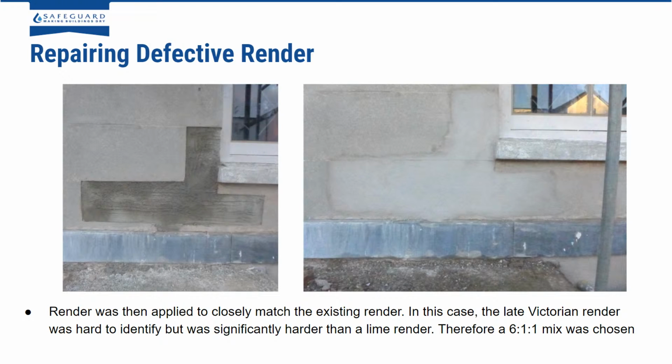treatment, and then as a way of fixing it, the render can be applied to closely match the existing render. So in this case, the late Victorian render was quite hard to identify. Therefore, we used a 6:1:1:1 mix to match the same strength, colour, and get a good appearance.